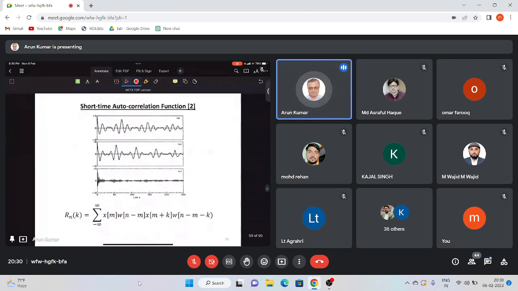Another such time domain measure is the short time autocorrelation function. So the autocorrelation function, as we would know, the short time autocorrelation function is given by the expression over here. It is a function of the location of the window, that is n, and k here corresponds to the delay of the autocorrelation function.